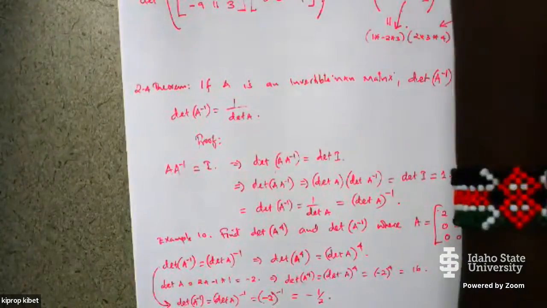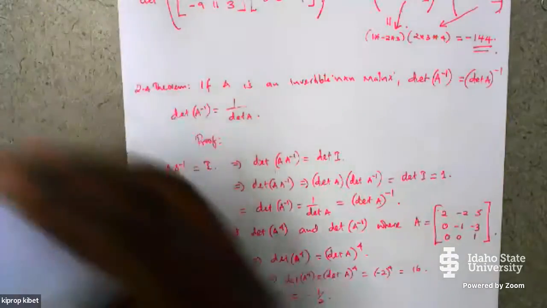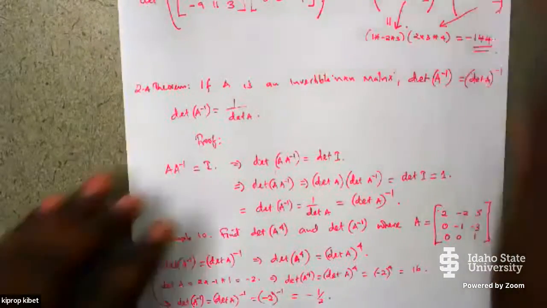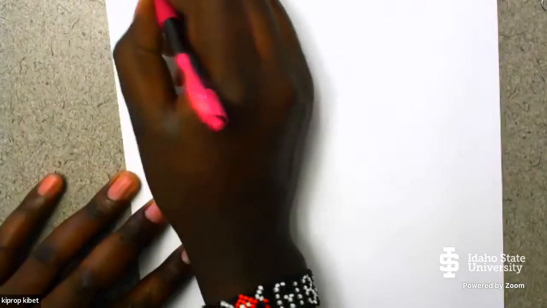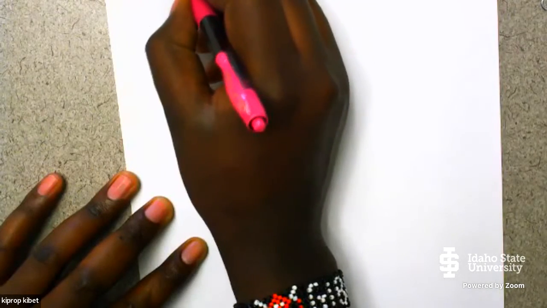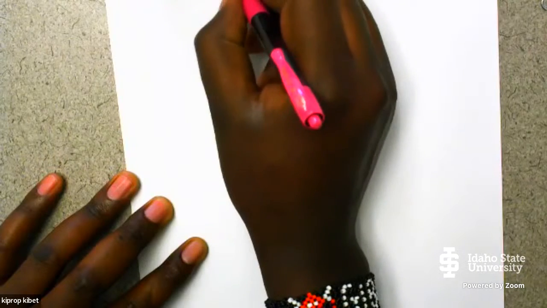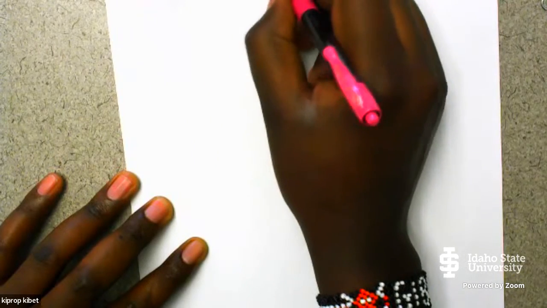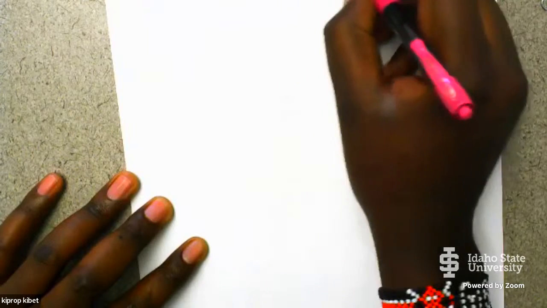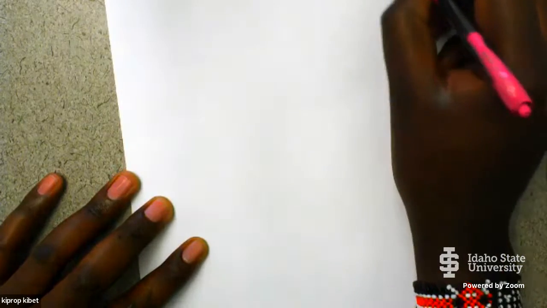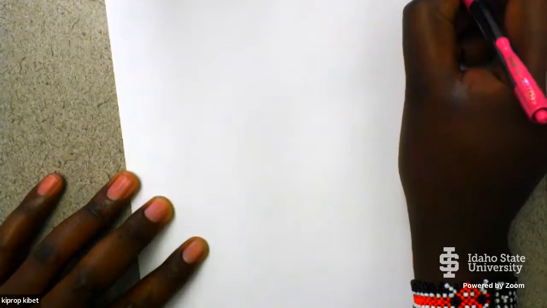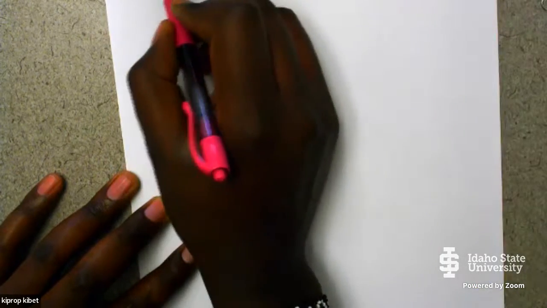Now let's come to the last section in chapter 3, which is 3.3, and this is Cramer's rule, volume, and linear transformation. So what we will do first is Cramer's rule.